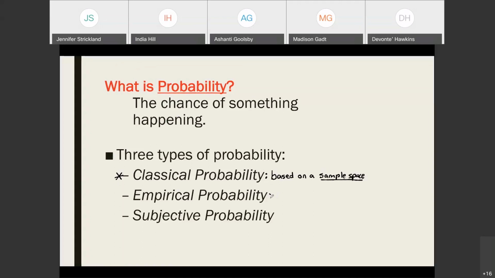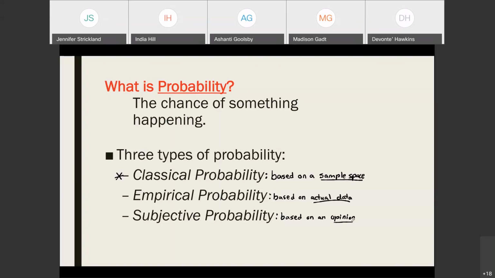All right, the empirical, and I'm just going to go ahead and fill out all three. The empirical probability is based on actual data. This means that you actually do an experiment, you collect the data, and you're looking at your data and you're calculating a probability. Okay, and then subjective probability, that one is not very mathematical because it is based on an opinion or maybe an educated guess. All right, so we have classical based on a sample space, empirical based on actual data, and subjective based on an opinion.